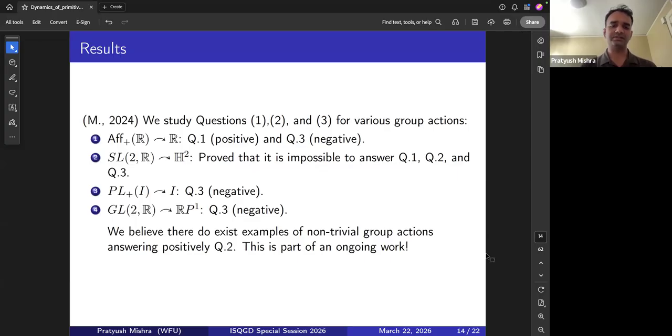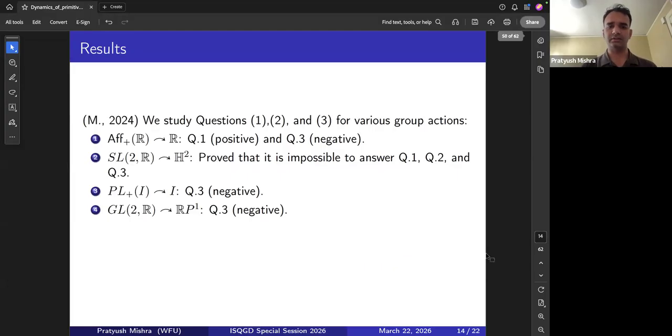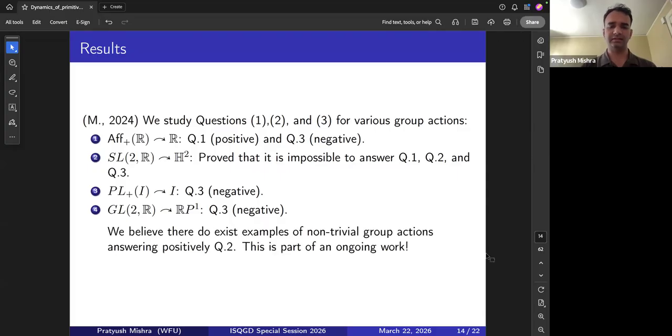And we believe there do exist examples of non-trivial group actions answering question number 2 positively. That's ongoing work. We haven't gotten an example so far.